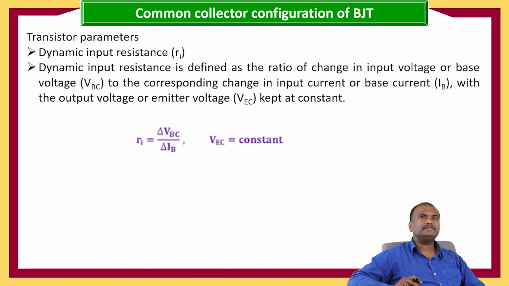Now we'll go with the transistor parameters. The first one is dynamic input resistance. The dynamic input resistance, as the name itself says, is the dynamic resistance when there is a change in voltage for different values of VBC. What are the corresponding IB we are getting in the input characteristics? Those changes we have to note down, and Ri, that is input impedance, is equal to delta VBC by delta IB when VEC value is constant.